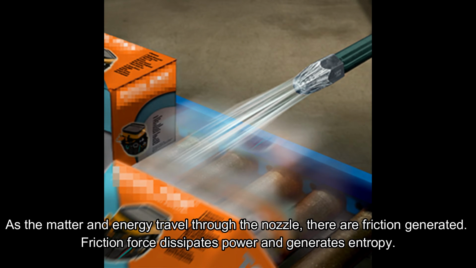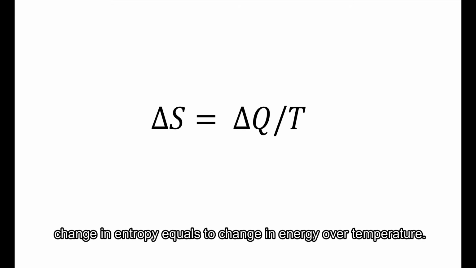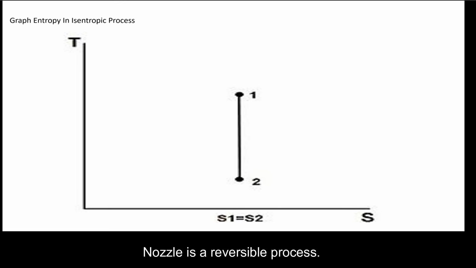As matter and energy travel through the nozzle, friction is generated. Friction force dissipates power and generates entropy. The change of entropy can be described as change in entropy equals change in energy over temperature. Therefore, as energy increases, entropy increases too. A nozzle is an ideally reversible process.